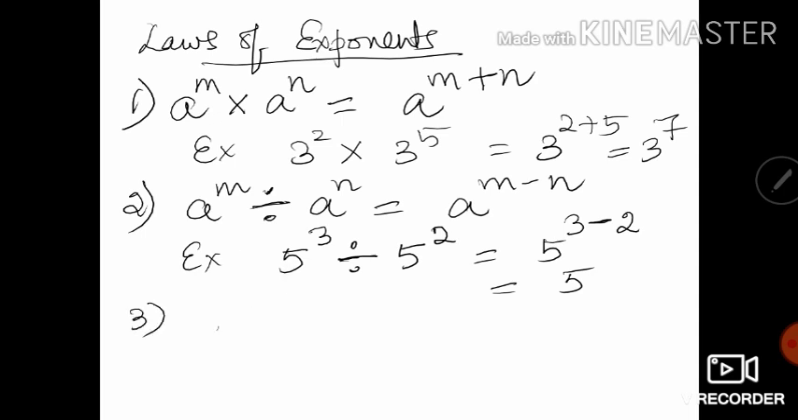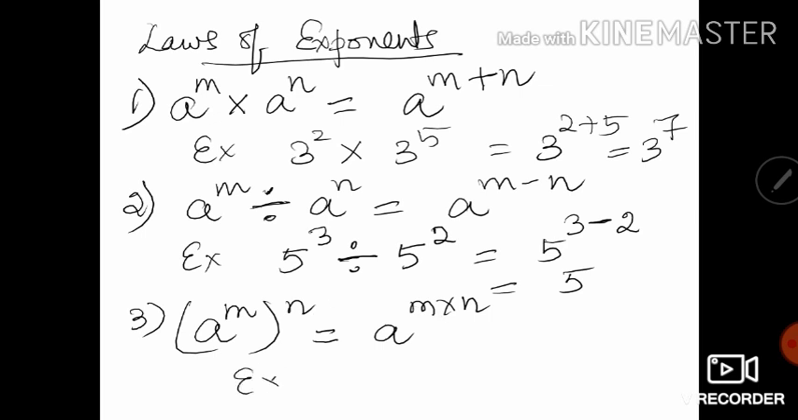Third law, a to the power m, all to the power n. So you have two powers over here. This can be written as a to the power m into n. In this law, we multiply the powers. Example, a to the power 7, all to the power 2, can be written as a to the power 14.